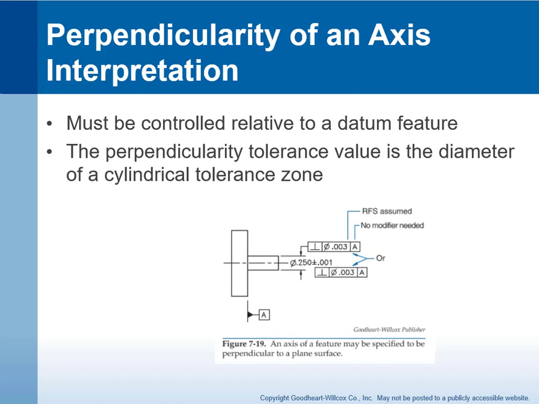So here we have the perpendicularity of an axis interpretation. We have the perpendicularity tolerance applied to the dimension lines. That means that this perpendicularity tolerance is applied to a feature of size. Or the other way to do it is to put the geometric tolerances right next to the feature of size. That's the other way to do it. Now, what does this mean?